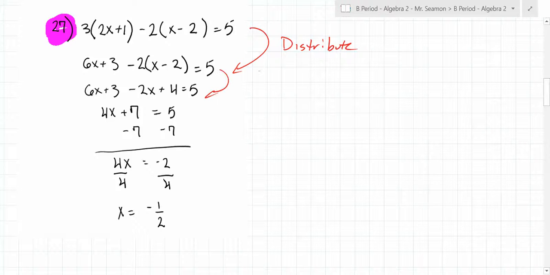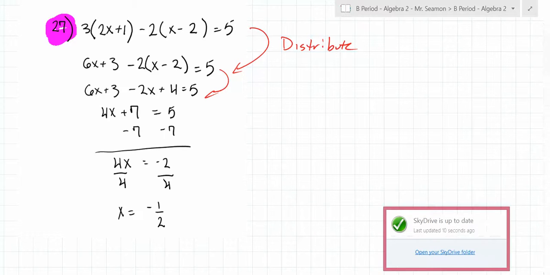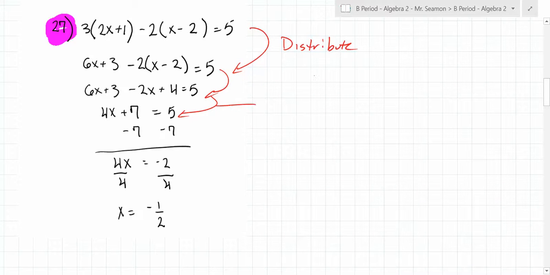So you did that twice. I'm not going to write x2. That's nice. So you got 6x plus 3. I like that. Minus 2x plus 4. Okay. And then what did you do to get from here to here? What would you call that? Combined like terms. Nice.